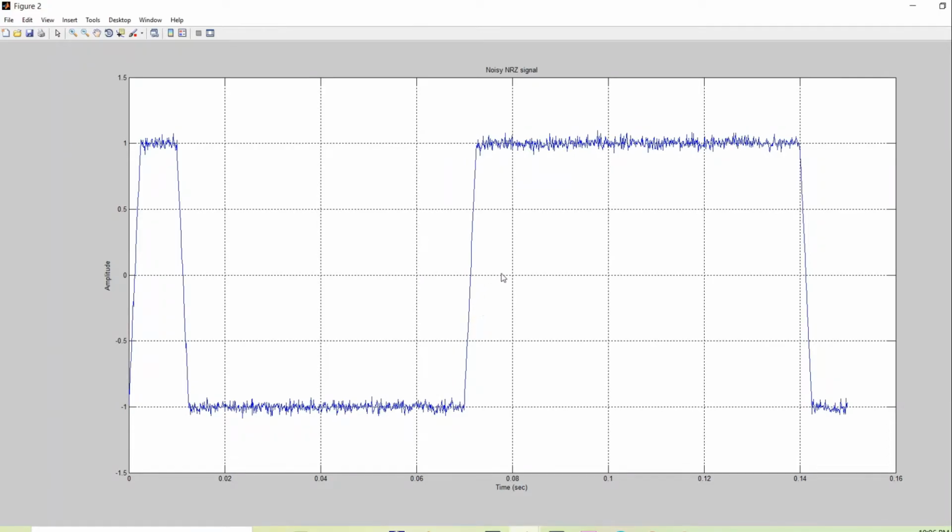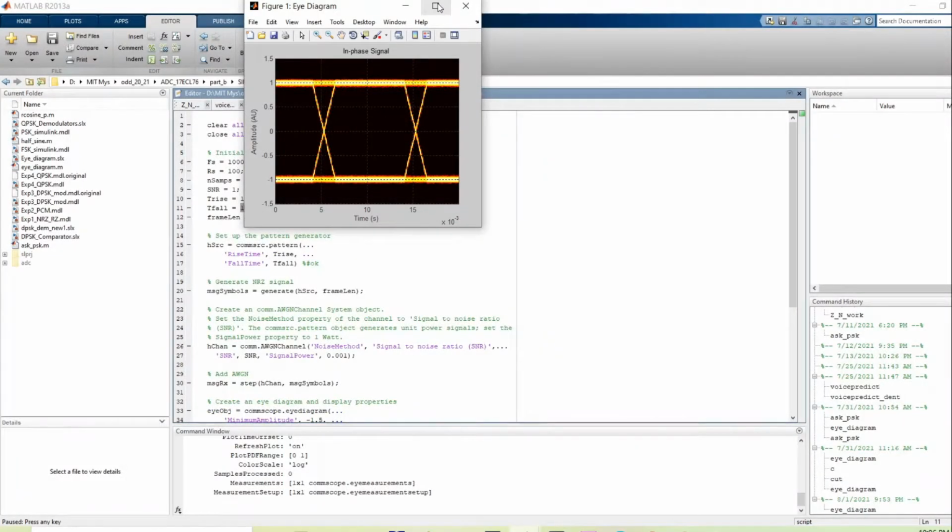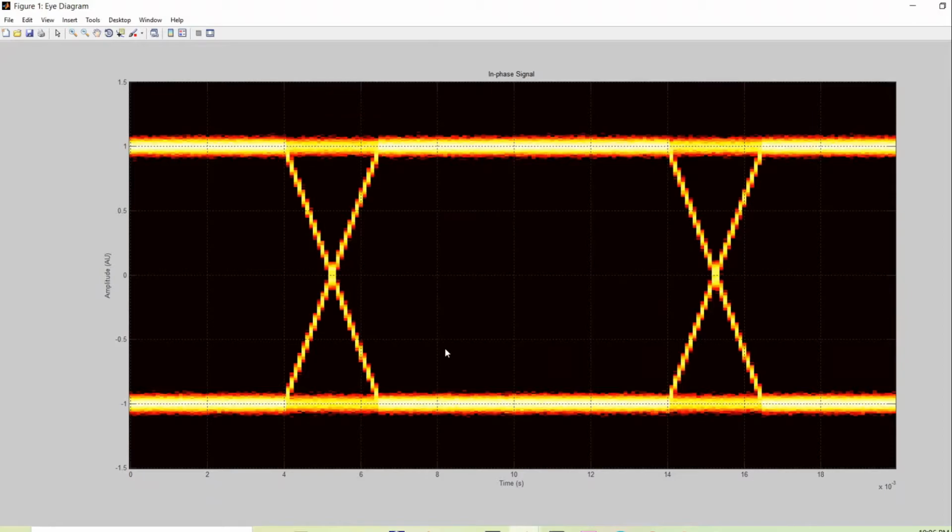For this, if we draw the eye diagram, this will be our eye diagram. Why are we getting this distortion? Because of the noise added, and this distortion here because the rise time and fall time are there. They are finite values, not 0.